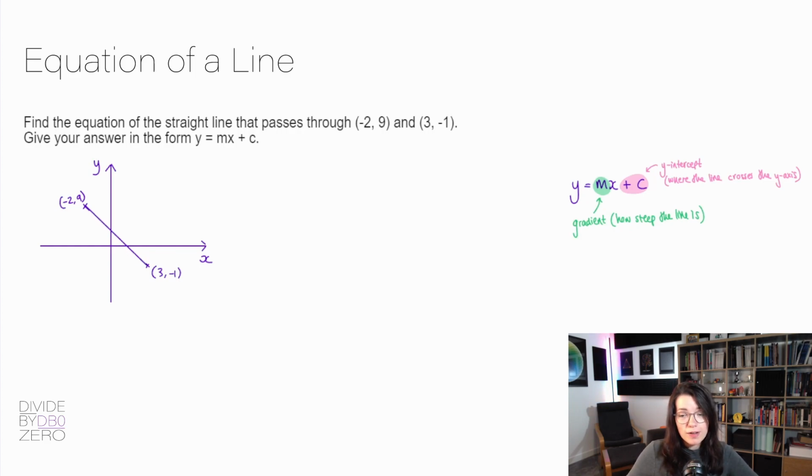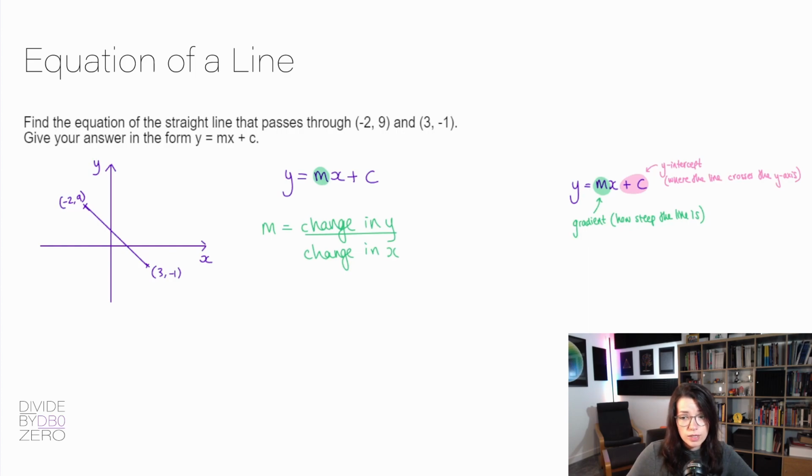I know I want to give my answer in the form y equals mx plus c, so I'm just going to go ahead and write that as a reminder. In this case, it's not obvious what the y-intercept is straight away, so we can't actually start with working out what c is. We can, however, go ahead and work out the gradient, m. So m equals change in y over change in x. We've got our 2 points that we can use for this.